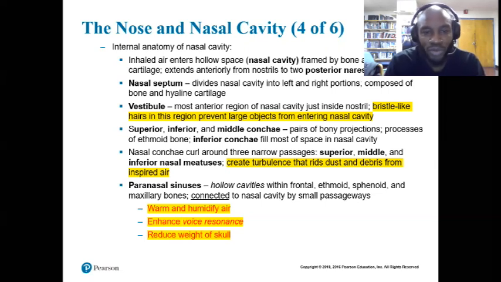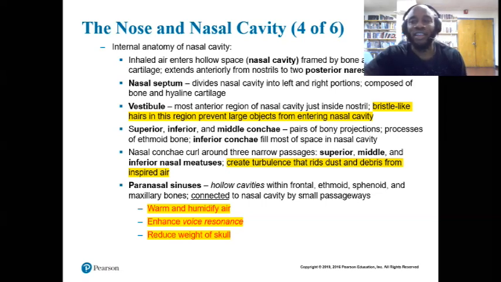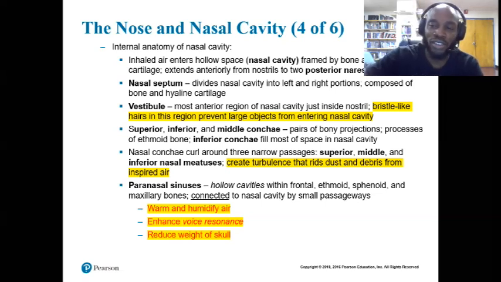You have the vestibule, the most anterior region, towards the front of the nasal cavity. This is where you have the hairs of the nose, which can stop some objects from getting into the nose. Nose hair has a purpose. I know nose hair sticking out of your nose is considered unattractive, but it does have a purpose in that it can stop certain things from getting into the nose.